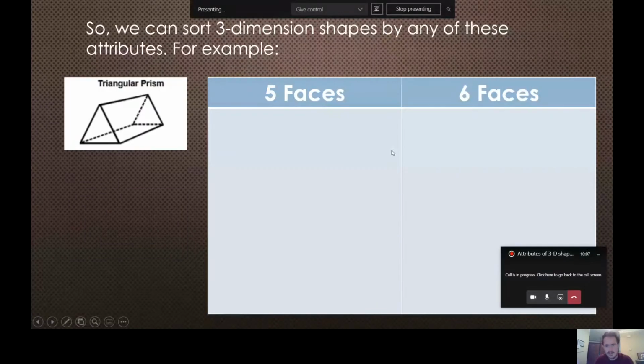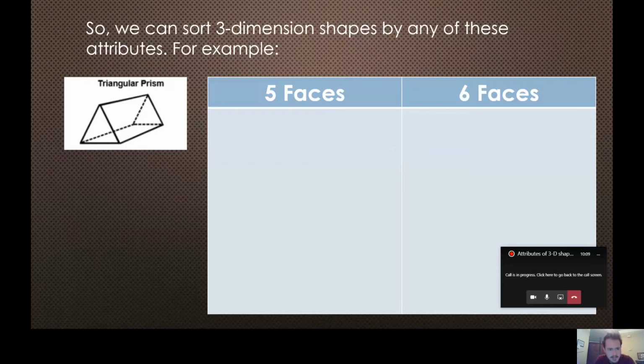So we're going to be talking about organizing our three-dimensional shape by that attribute, by the number of faces that they have. Let's go back to the PowerPoint. All right, our first shape we're going to be talking about is this triangular prism. Now we have to count up how many faces the triangular prism has. So we have 1, 2, 3, 4, and 5. So if it has 5 faces, where am I going to put it on my chart? 5 faces or 6 faces?